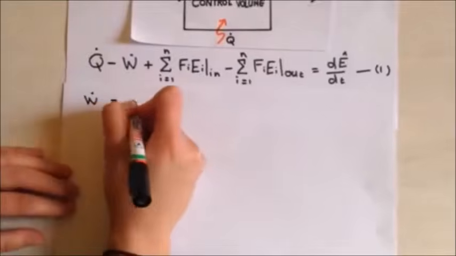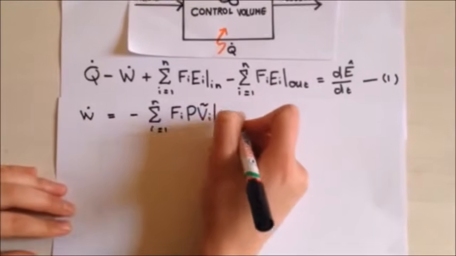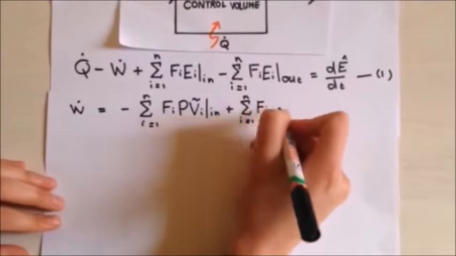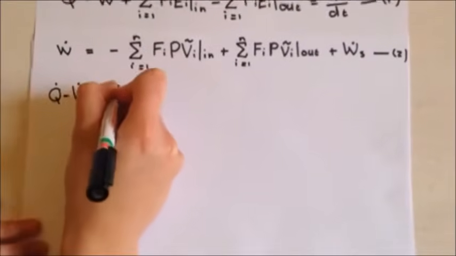The work term comprises the flow work done by mass entering and leaving the system and the shaft work done on the system. Equation 2 is now subbed into equation 1 to yield the following results.